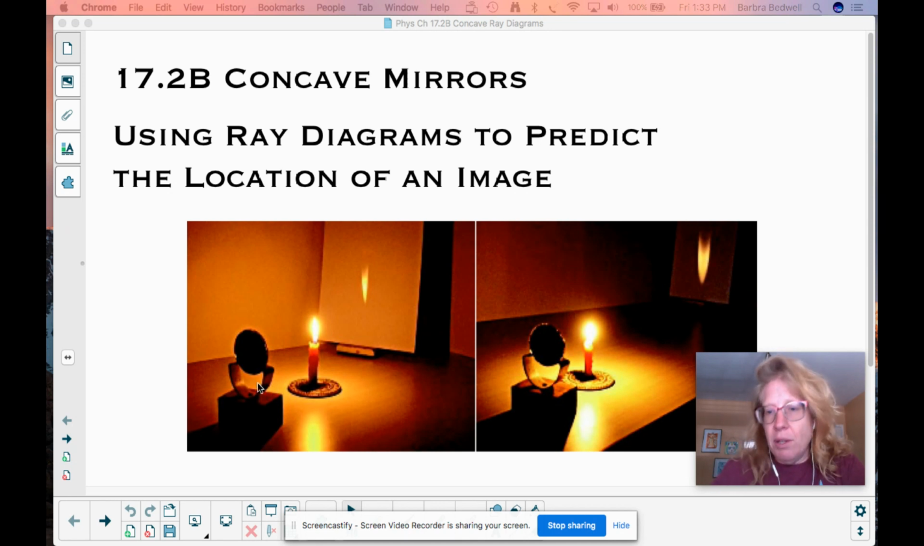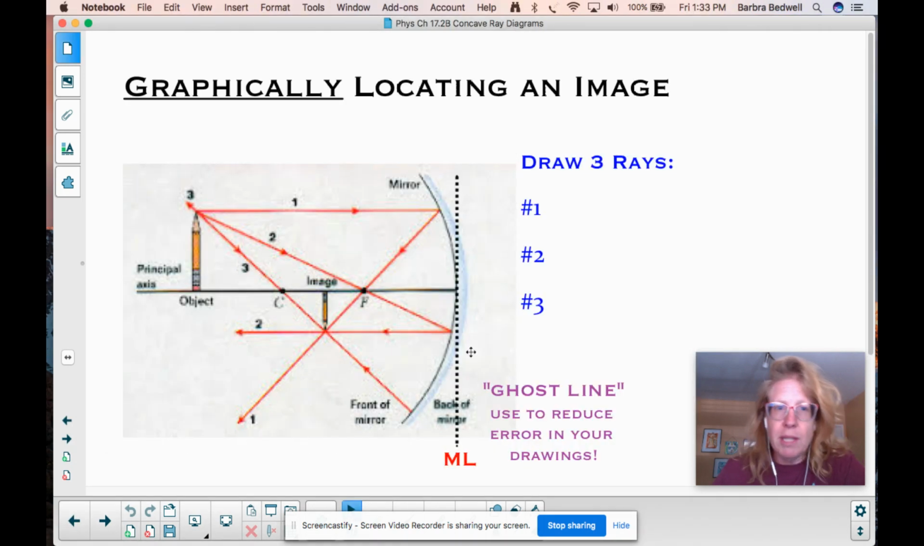This is using ray diagrams. It's basically a graphical or geometric approach towards identifying the location of an image, graphically locating this image. I know this looks, oh my God, right? There's so much going on here, but you can hit pause and come back and check this out.